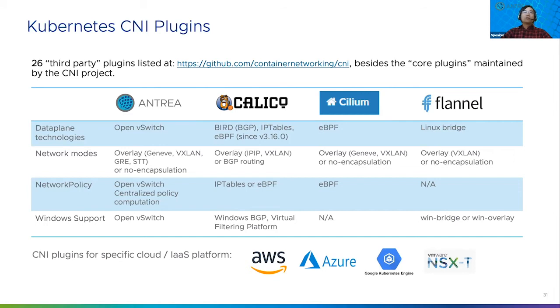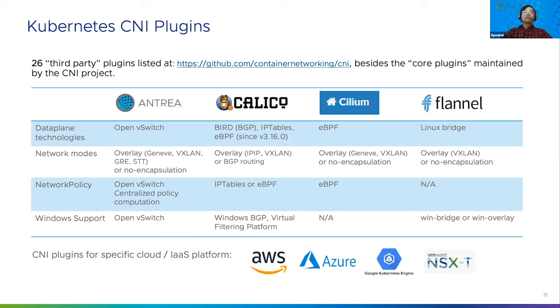Antrea still leverages Open vSwitch on Windows nodes. Calico changed to use the Windows built-in BGP implementation, and they use the Windows Virtual Filtering Platform for network policies. Flannel also supports Windows with the Windows bridge and overlay drivers.